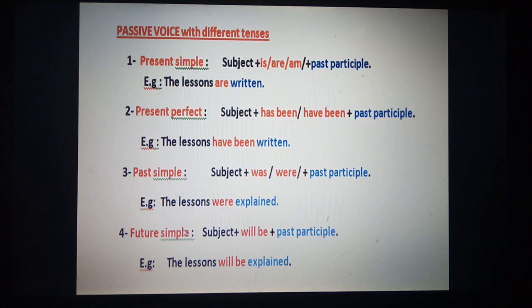The fourth tense is the future simple. So you give the future form of the verb to be, that is will be, and you add the past participle. Subject, will be, past participle. You say the lessons will be explained.